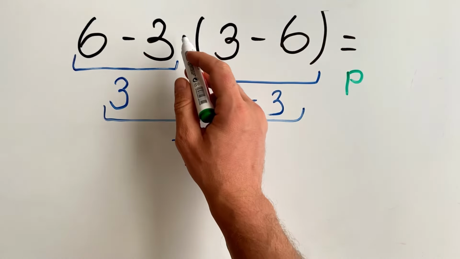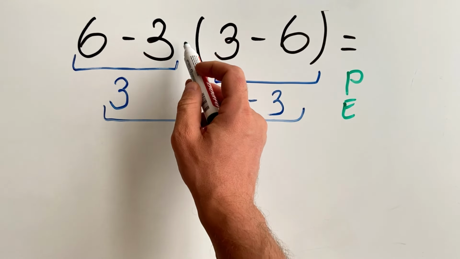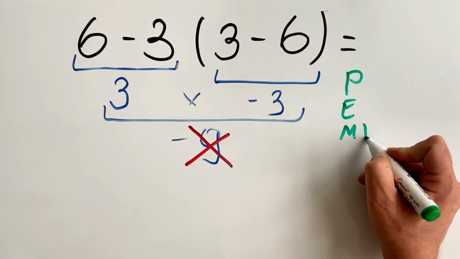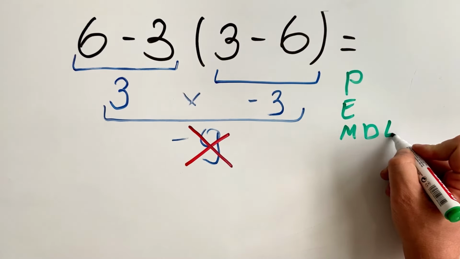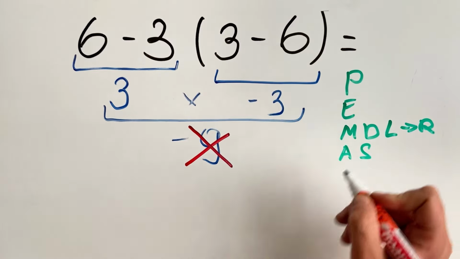parentheses, then we need to do exponents. In this case we don't have any, then multiplication or division, and they need to be done from left to right, and addition and subtraction.